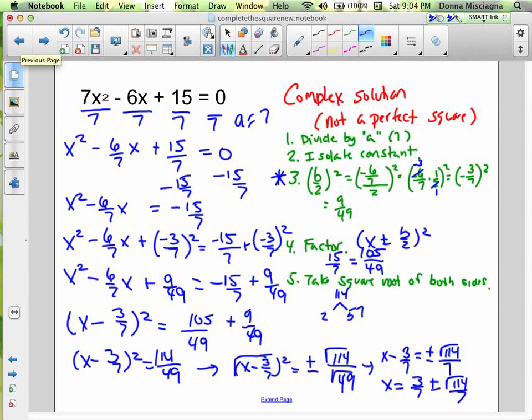All right, and so we got a, what did I say? Oh, on the top there I say complex solution, not a perfect square.